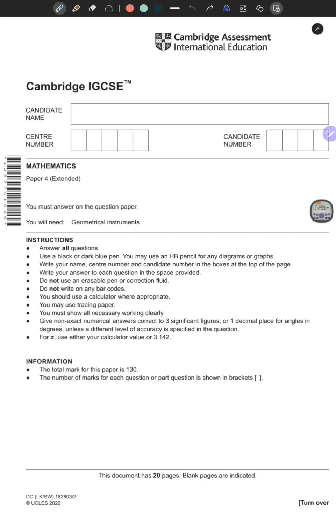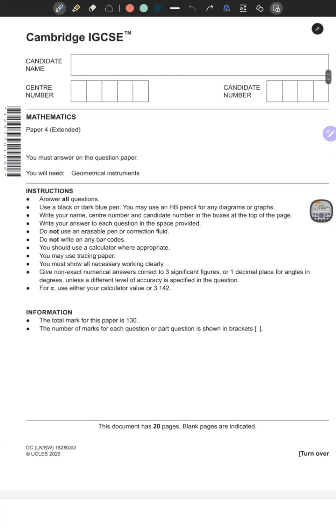Let's start. Most of the students, almost 90%, ignore reading the instructions at the front of the question paper. These instructions are very important because all of the answers are based on these instructions unless a different level of accuracy is specified on the question. Okay, let's begin.